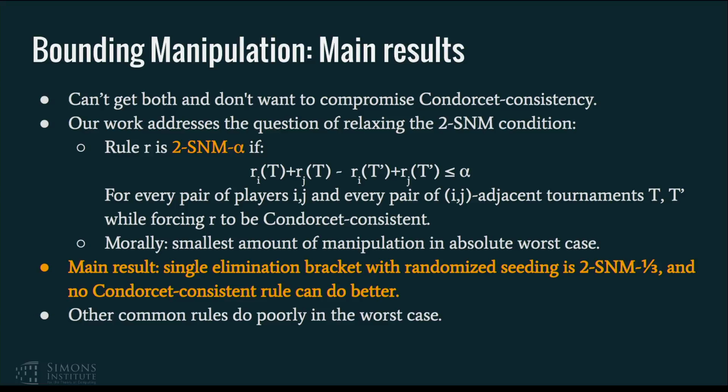Okay, so I will show in the next couple of slides an example of a tournament, an example of a particular set of outcomes for matches, such that no Condorcet-consistent rule can prevent an incentive of 1/3 for teams to collude. And on the other side, we will show that single elimination bracket with random seeds does no worse than a third. And other common rules do poorly in the worst case.